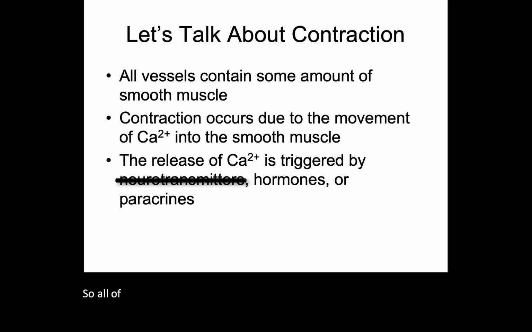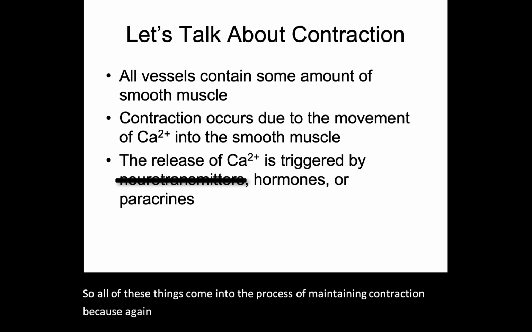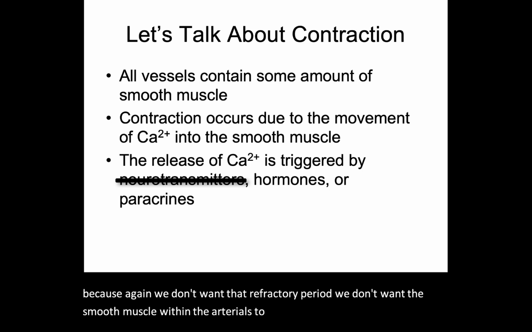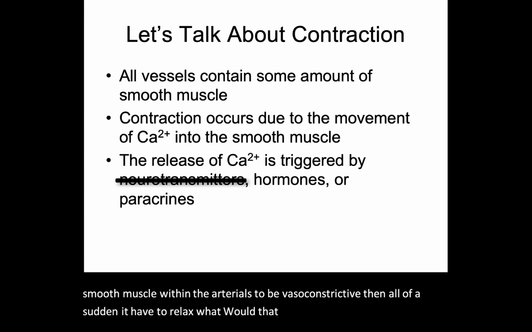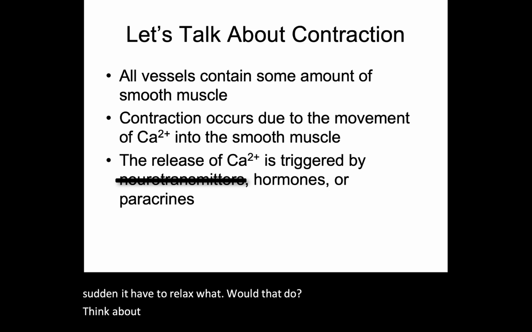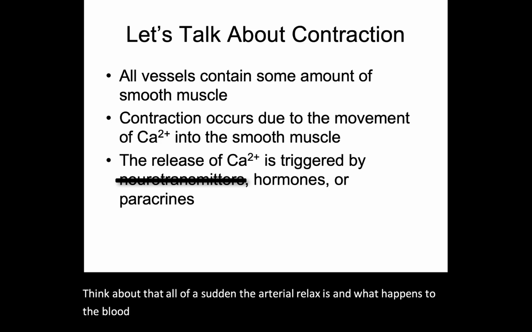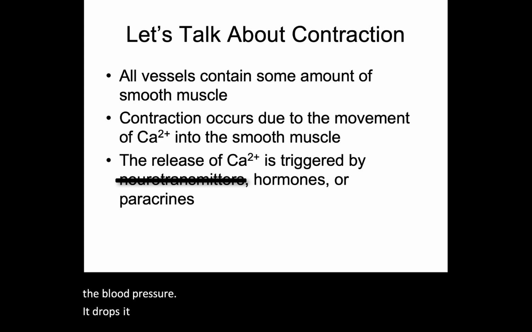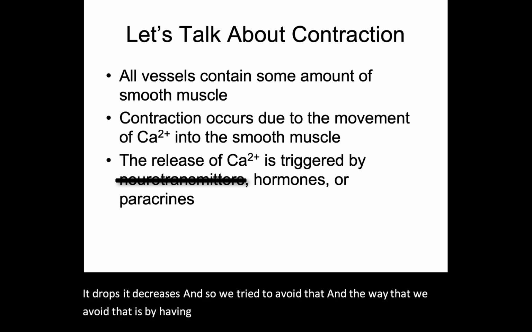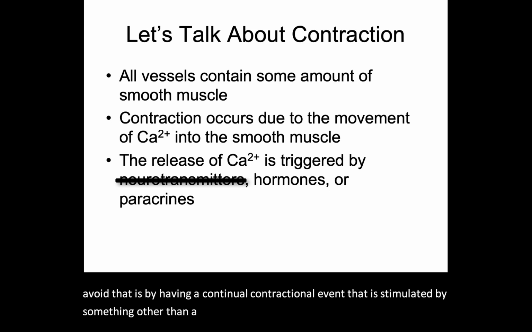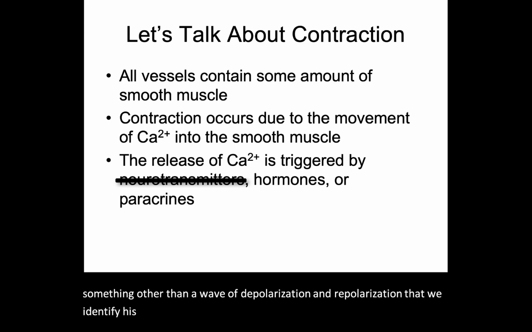So all of these things come into the process of maintaining contraction, because again, we don't want that refractory period. We don't want the smooth muscle within the arterioles to be vasoconstricted and then all of a sudden have to relax. What would that do? Think about that. All of a sudden the arteriole relaxes, and what happens to the blood pressure? Poof, it bottoms. It drops. It decreases. And so we try to avoid that. And the way that we avoid that is by having a continual contractional event that is stimulated by something other than a wave of depolarization and repolarization that we identify as being an action potential.